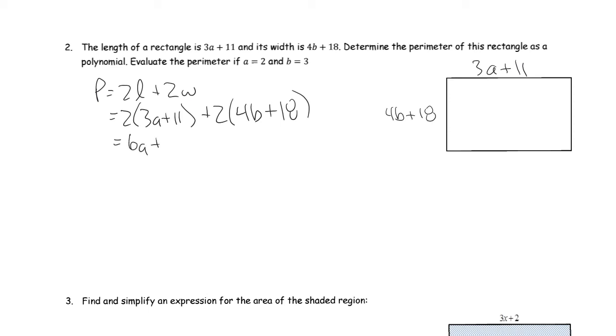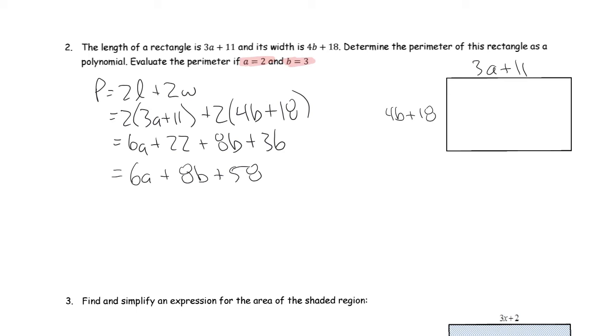This is going to be 6a plus 22 because I have to distribute that 2 through, plus 8b plus 36, because again, I have to distribute the 2 through. Now, adding together like terms, there is no other a, so 6a sits by itself. There is no other b, so 8b sits by itself, but 22 plus 36 is going to be 58. Now the question goes one step further. The question says that a should be 2 and b should be equal to 3.